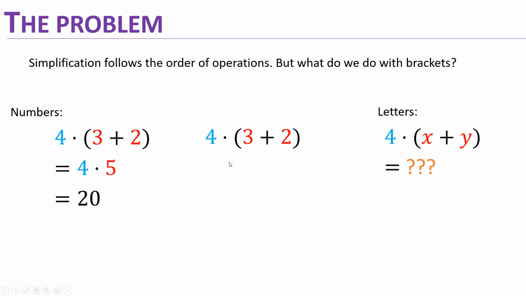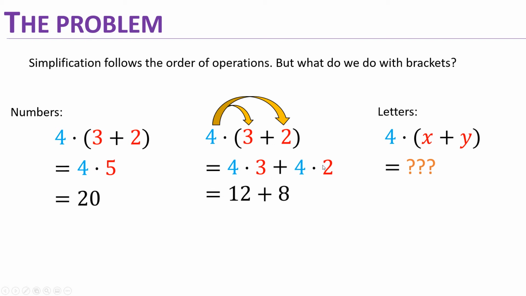So let's go back to the example with the numbers. 4 times, and then 3 plus 2. There is another, more indirect way to calculate the result. We can multiply out the brackets. That is, we can multiply 4 and 3, and multiply 4 and 2, and then add the results. Let's verify that this works. 4 times 3 is 12, 4 times 2 is 8, and 12 plus 8 is indeed 20.